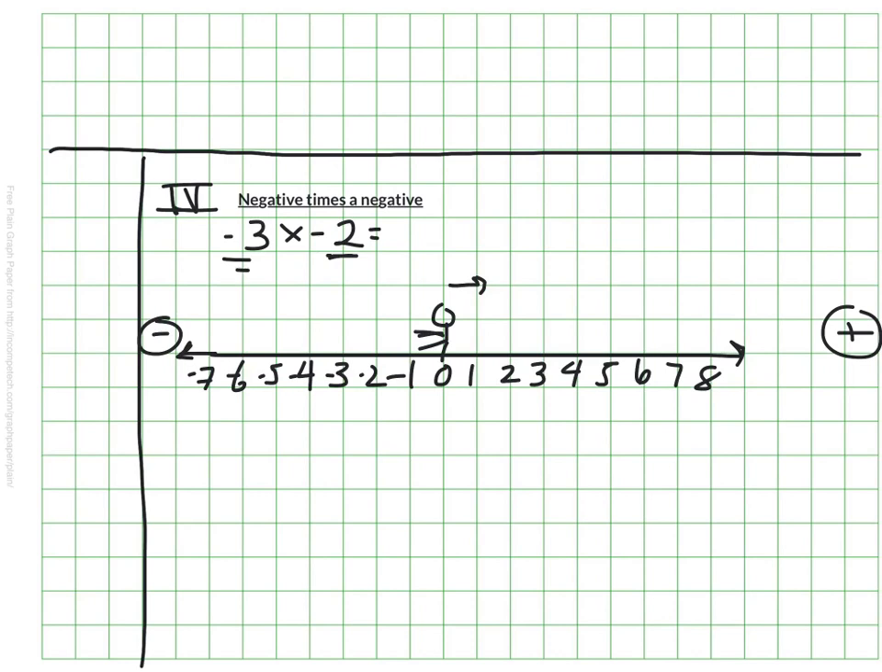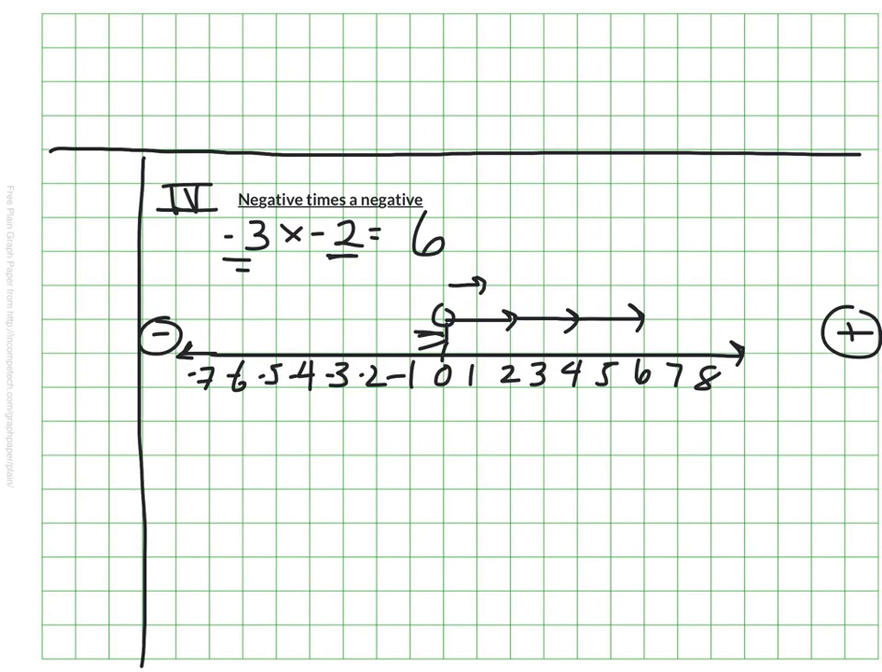So this person would walk backwards 2 spaces once, 2 spaces twice, 2 spaces 3 times, and we end up at 6, but it's a positive 6. So a negative 3 times a negative 2 ended up being a positive 6.